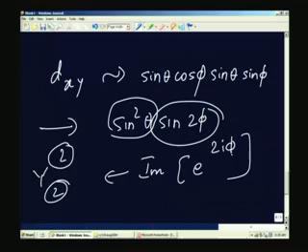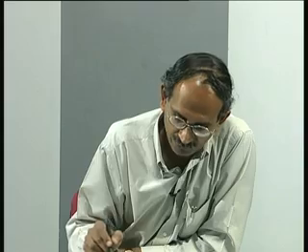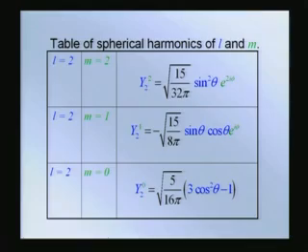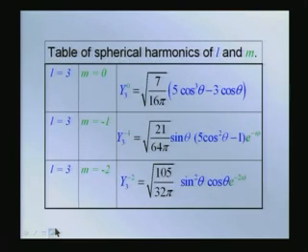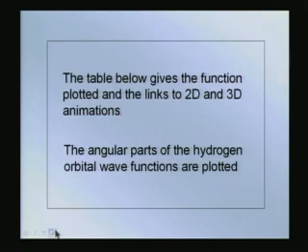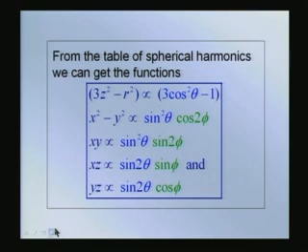So again the imaginary part of Y22 gives you dxy. The real part of Y22 gives you dx square minus y square. Therefore there is no more mystery regarding these labels from the table of spherical harmonics. Okay. If I go further in this quickly, I will show you that association.